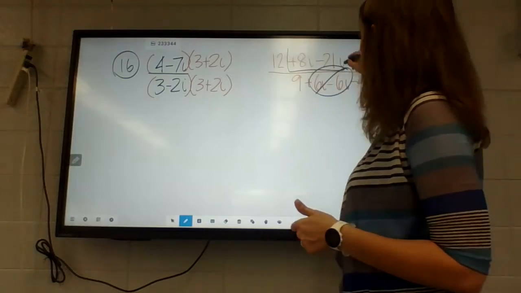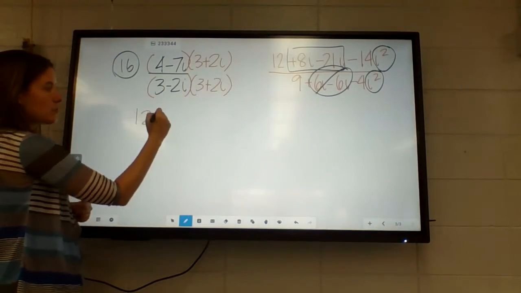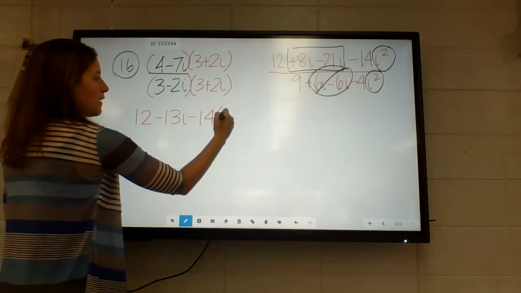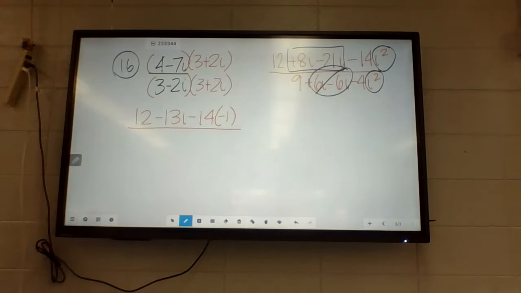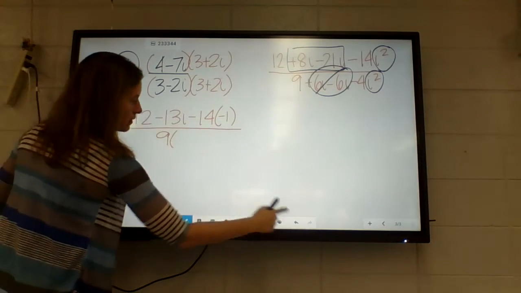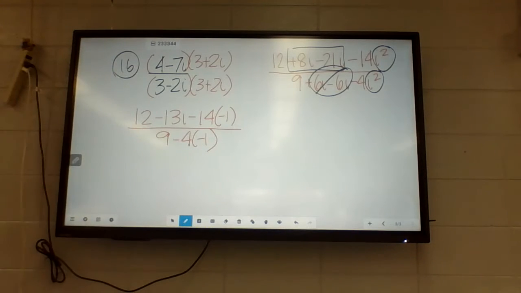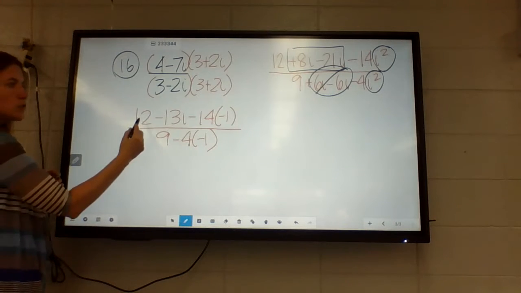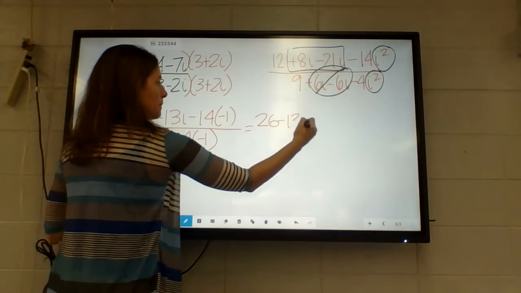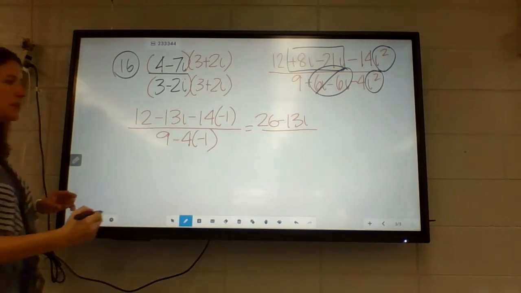I'm going to combine some like terms up here, so kind of a lot going on here. So 8 minus 21 is a -13. And then I'm going to put that -1 in there. I have 9, minus 4 times -1. So this becomes 12 plus 14, so that's going to be 26. And then 9 plus 4, so that'll be 13.